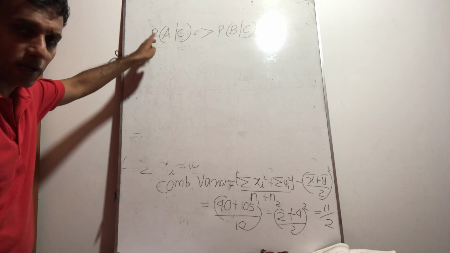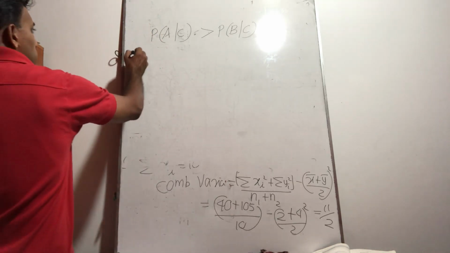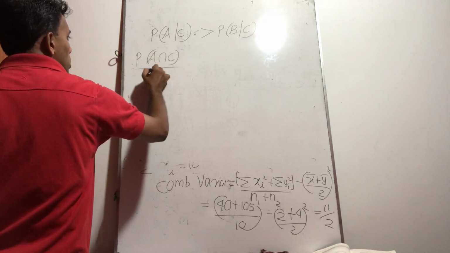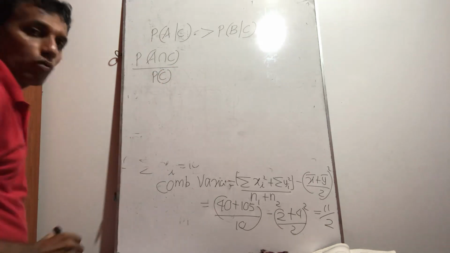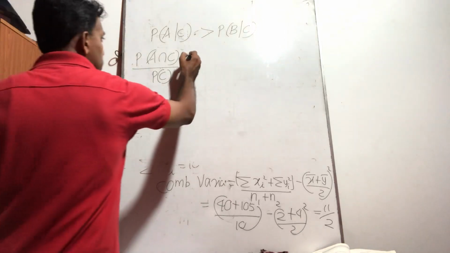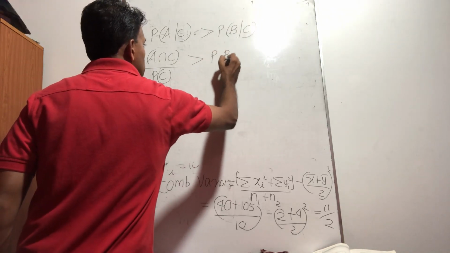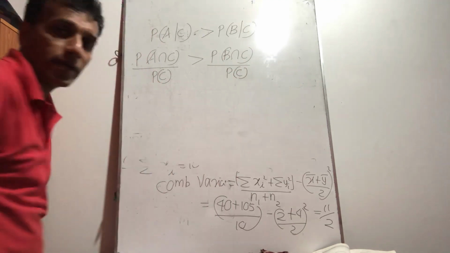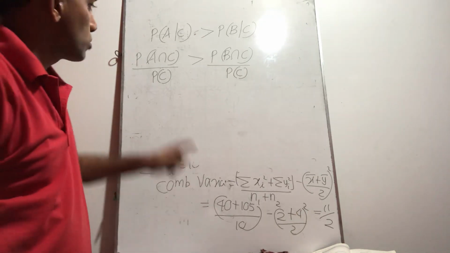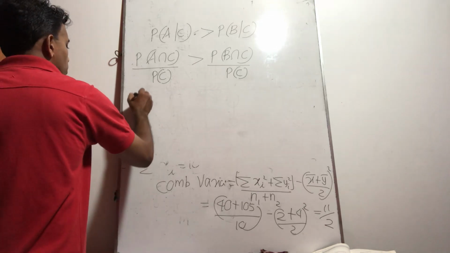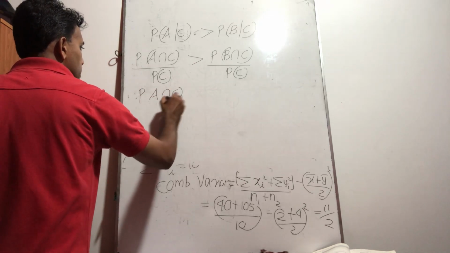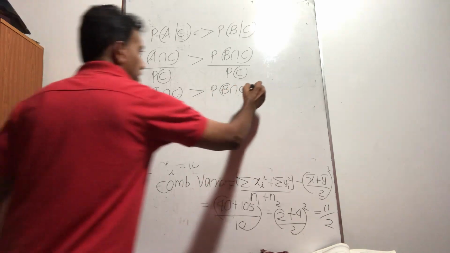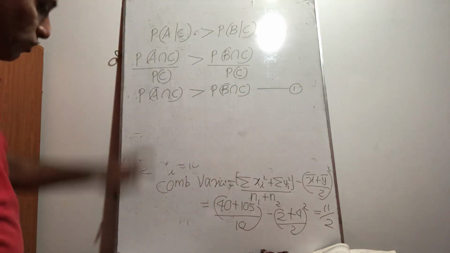So I show how to write this. Probability of A given C means the probability of A intersect C over the probability of C. That is the conditional probability definition. And this is greater than the probability of B intersect C over the probability of C. So on both sides P(C) cancels. I can say the probability of A intersect C is greater than the probability of B intersect C, right? This is one inequality.